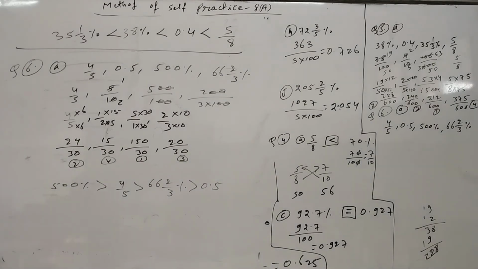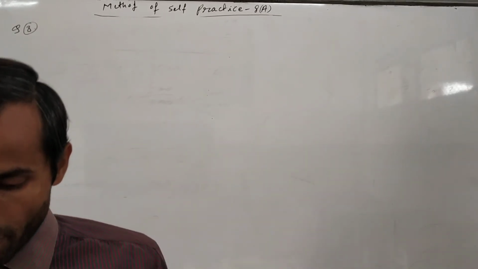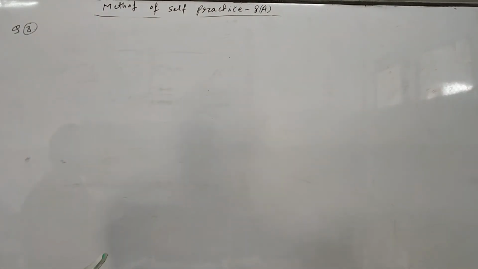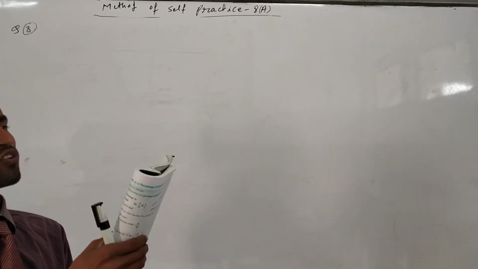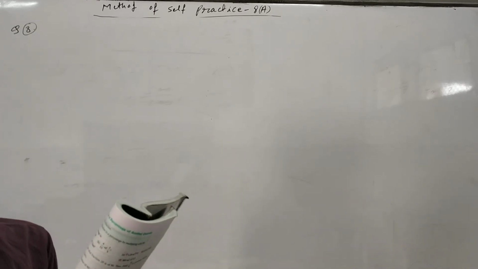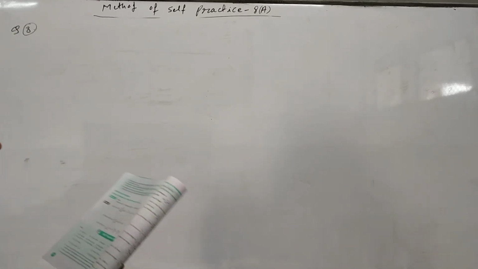Okay, now I will do question number 8, next one. All of you read question number 8, what is given in that question. All of you read, be careful. Here a molecule of water is made up of 2 atoms of hydrogen and 1 atom of oxygen. What percent of the atoms of the water molecule is oxygen?